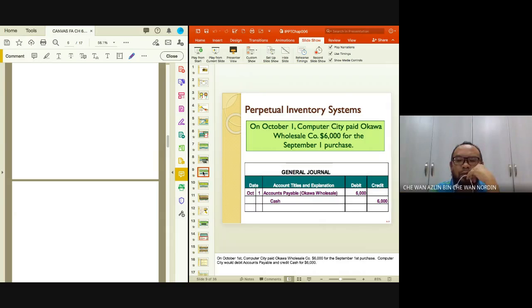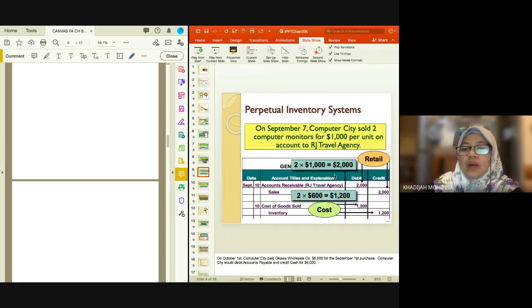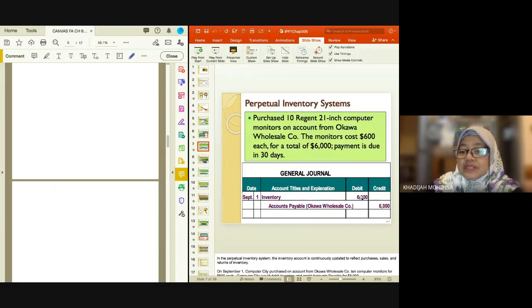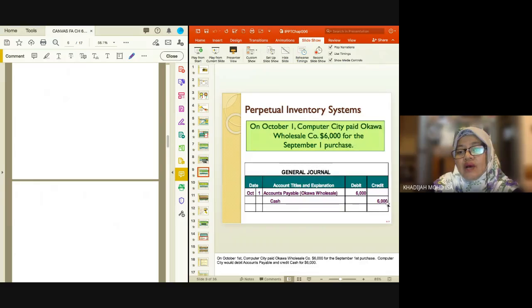Who is this? Your accounts payable lah. Remember just now you purchased from Okawa? You first purchased 6,000, now you want to pay. When you pay, it means cash out lah. So credit your cash and debit your accounts payable.